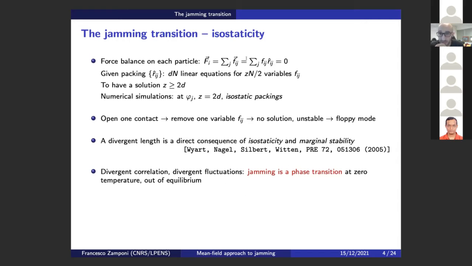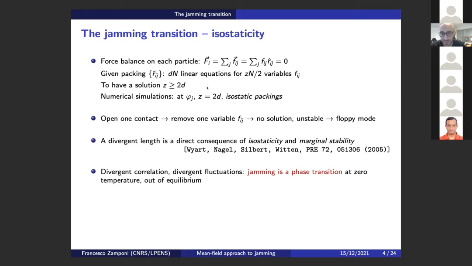So, okay, there is another question. Yes, there is a question: what happens if the particles are not all identical, but have size polydispersity? It's still true that globally the system is isostatic at jamming. So there has been work, for example, on binary mixtures or even on polydisperse systems where it's still true.